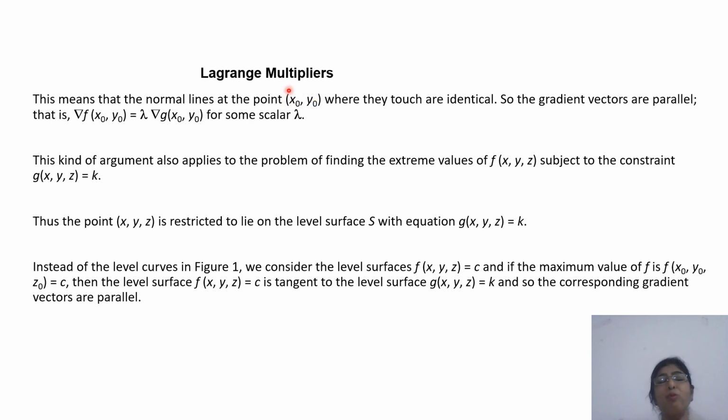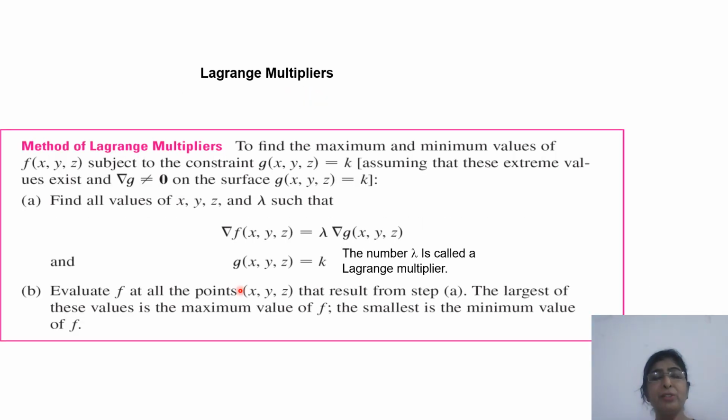Using Lagrange multipliers, to find the maximum and minimum values of the function f(x,y,z) subject to the constraint g(x,y,z) = k, the first step is to find all values of x, y, z and lambda such that gradient of f is equal to lambda times gradient of g, and g(x,y,z) = k, which is the constant. Lambda is said to be the Lagrange multiplier.